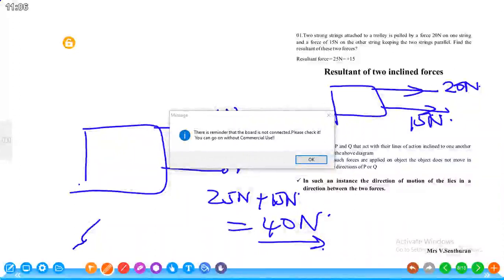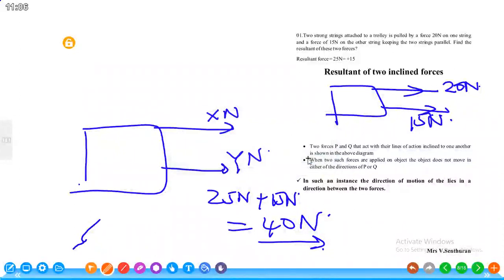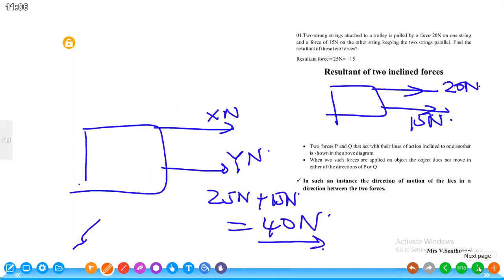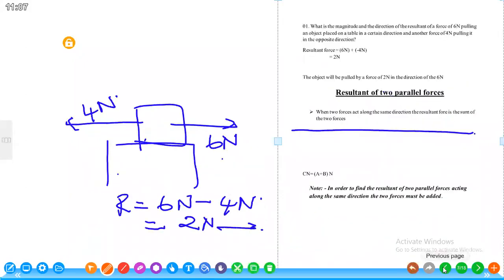Then the part: resultant of two parallel forces. I think in your book, open your book and find page 160. One of the activities is not shown here. So please open your book, now we are discussing the activity. Activity 3, this activity explains it.